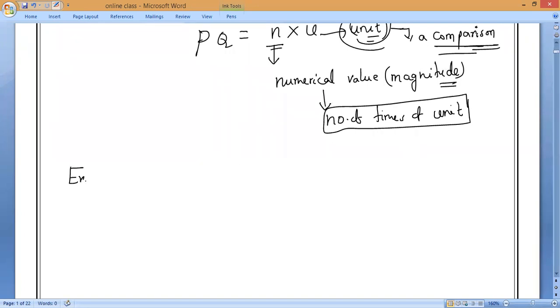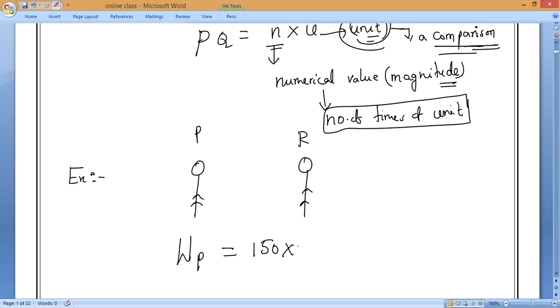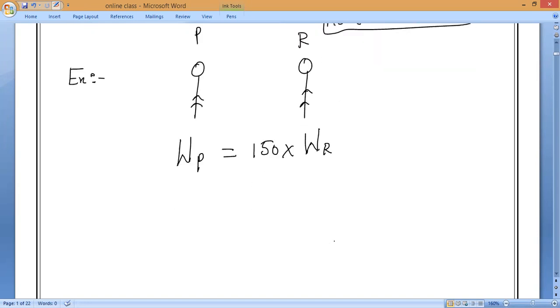If I say, for example, let me take Mr. Pradosh. Now this is Mr. Pradosh and let me take, this is Mr. Rudreshwar. I'm just considering both. Now I will say the weight of Mr. Pradosh is 150 times greater than the weight of Mr. Rudreshwar. So now you tell me, what is the physical quantity I am measuring here? Anybody? Yes, please. Weight.